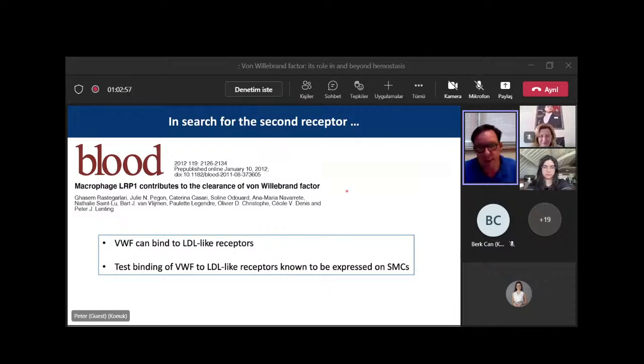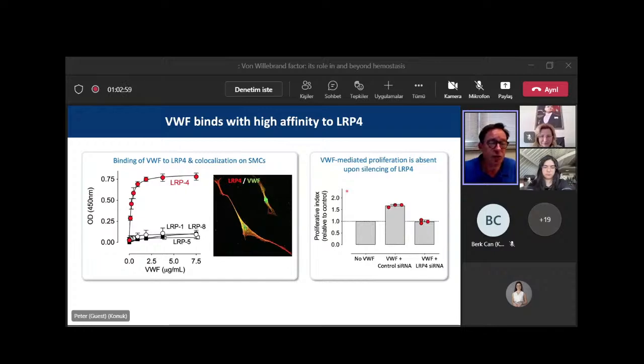So we need to check which kind of LDL receptor would be involved in this process. We looked at what is known in the literature about LDL-like receptors on smooth muscle cells. We chose several that are known to be expressed on smooth muscle cells, and three of them, LRP1, LRP8, and LRP5, do not interact with VWF under these conditions of non-shear stress. But there is one, LRP4, that is expressed on smooth muscle cells and binds very efficiently to VWF.